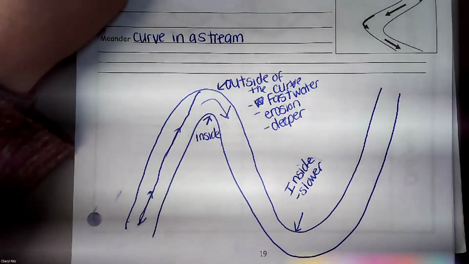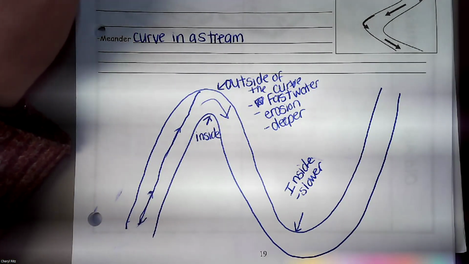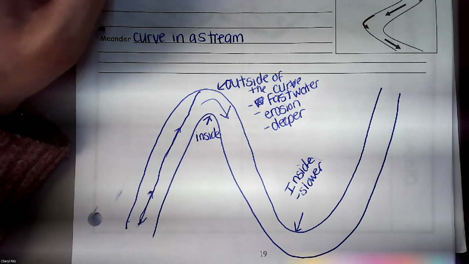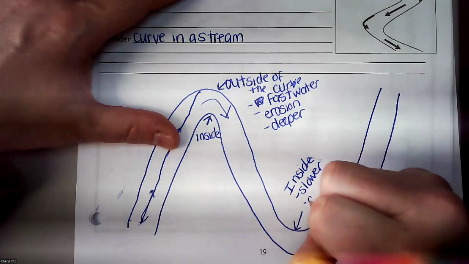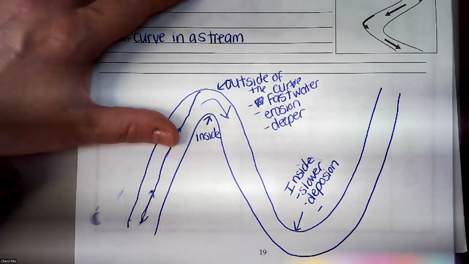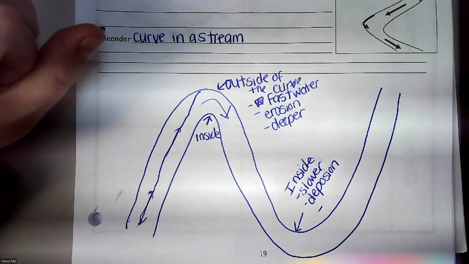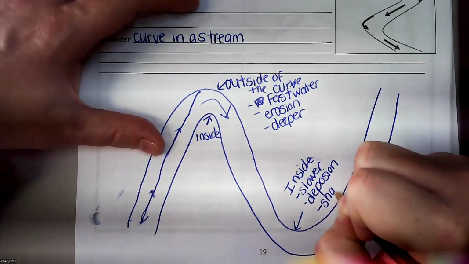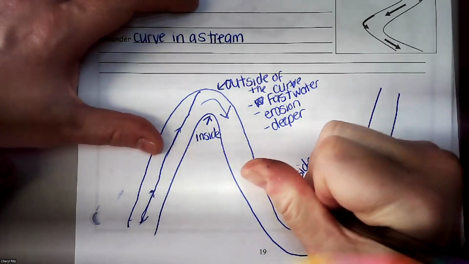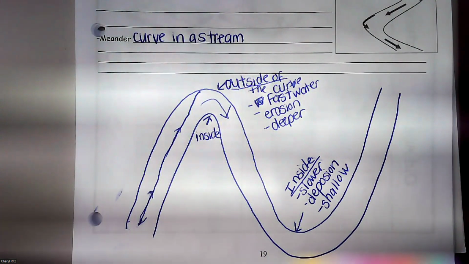Now, if it's going slower, are we going to have as much erosion? In fact, if it's going slow enough, what's it going to do to those sediments it did pick up? Start depositing them. And we have a vocab word for that. We're going to have more deposition. And because they're getting dropped off and deposited, what's the depth of the water going to be? Shallower. So the outside and the inside of a curve behave differently.